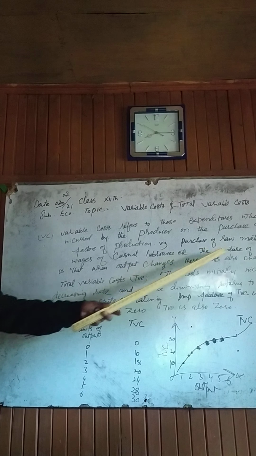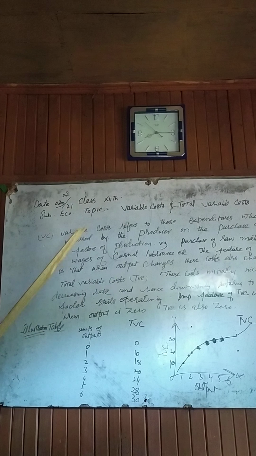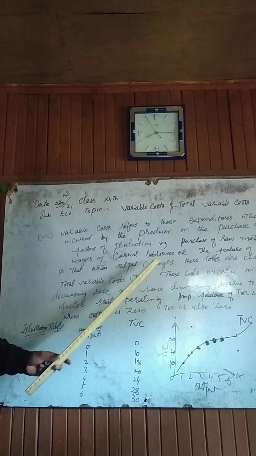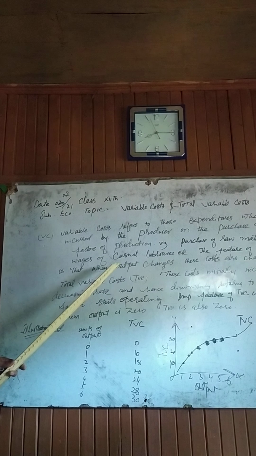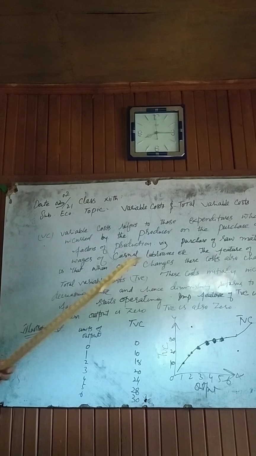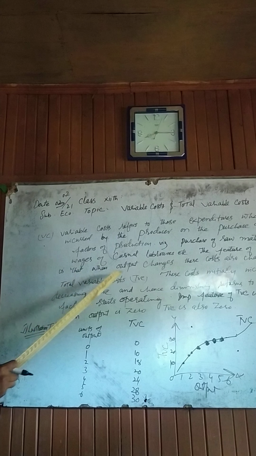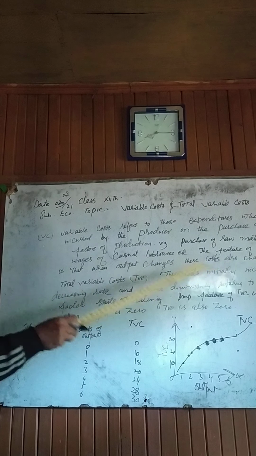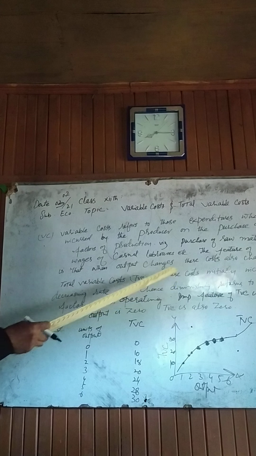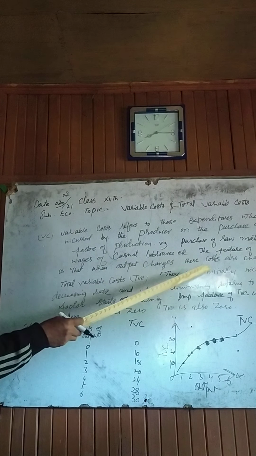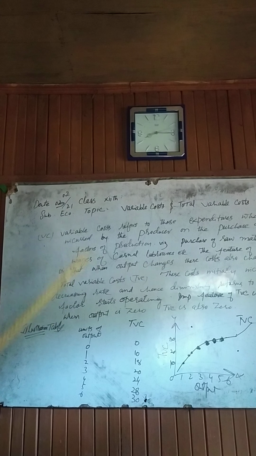Here, the purchase of raw material is included in the variable cost. Wages of casual laborers is included in the variable cost, not the wages of permanent laborers. The feature of these costs is that when output changes, these costs also change. This thing should be remembered.